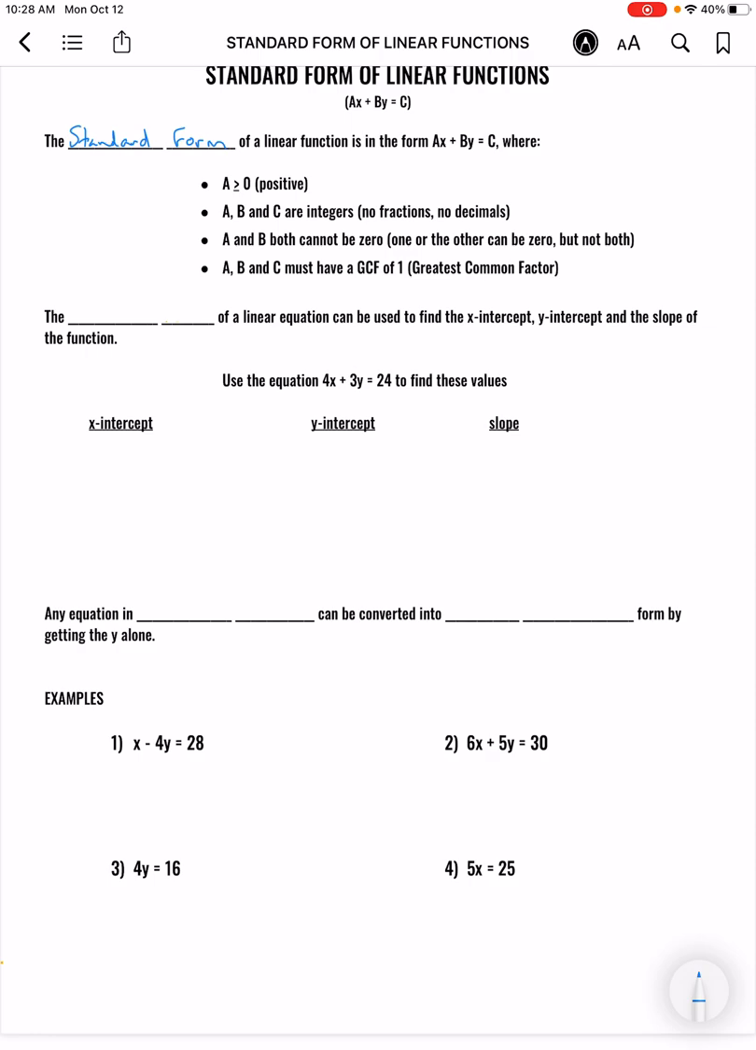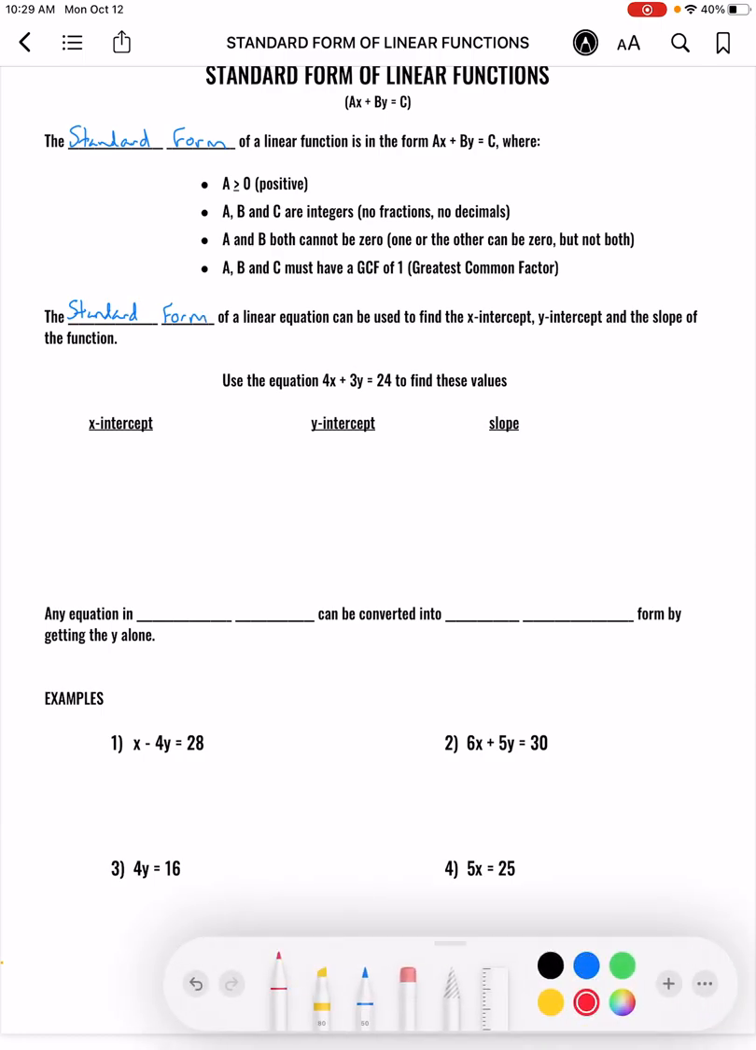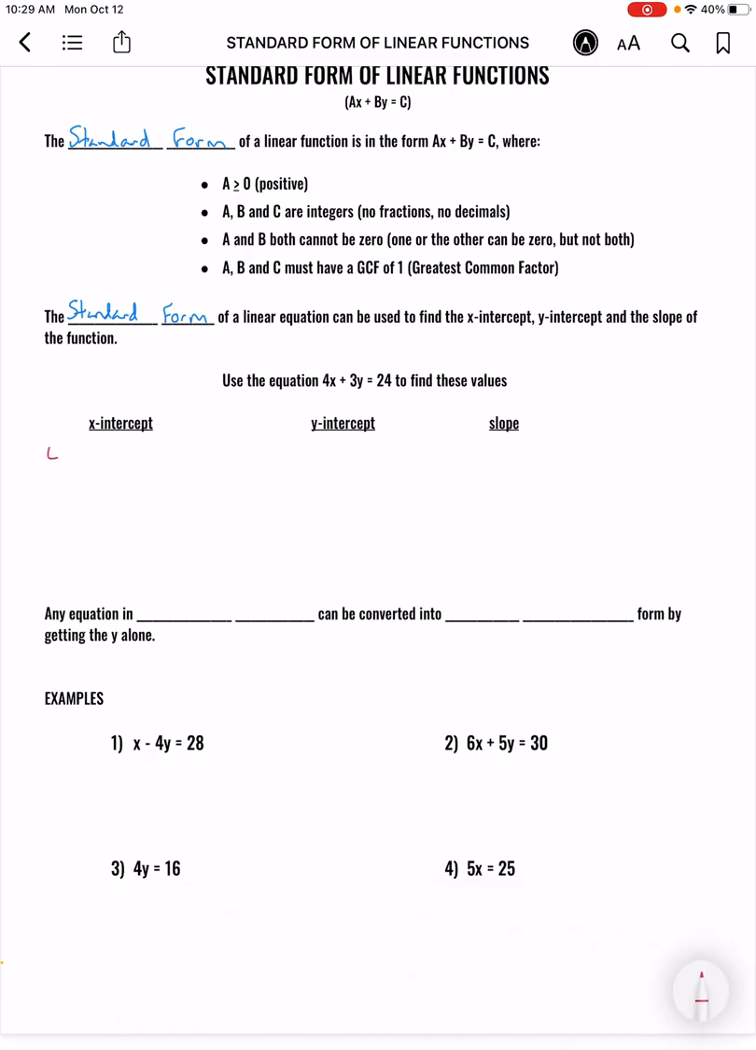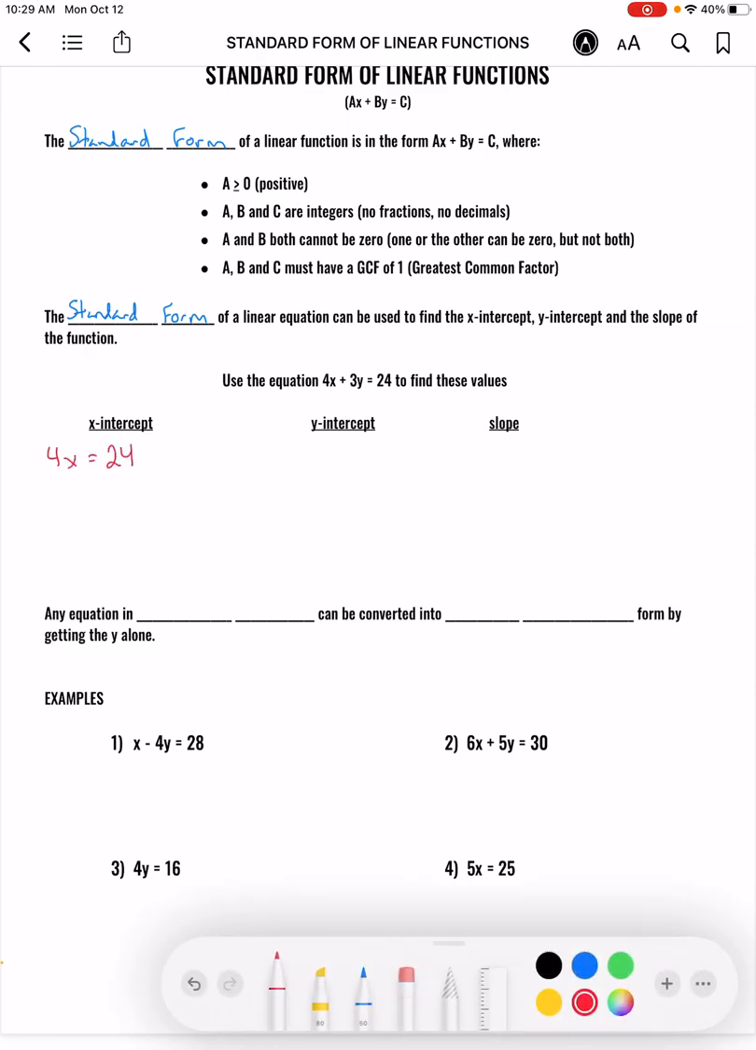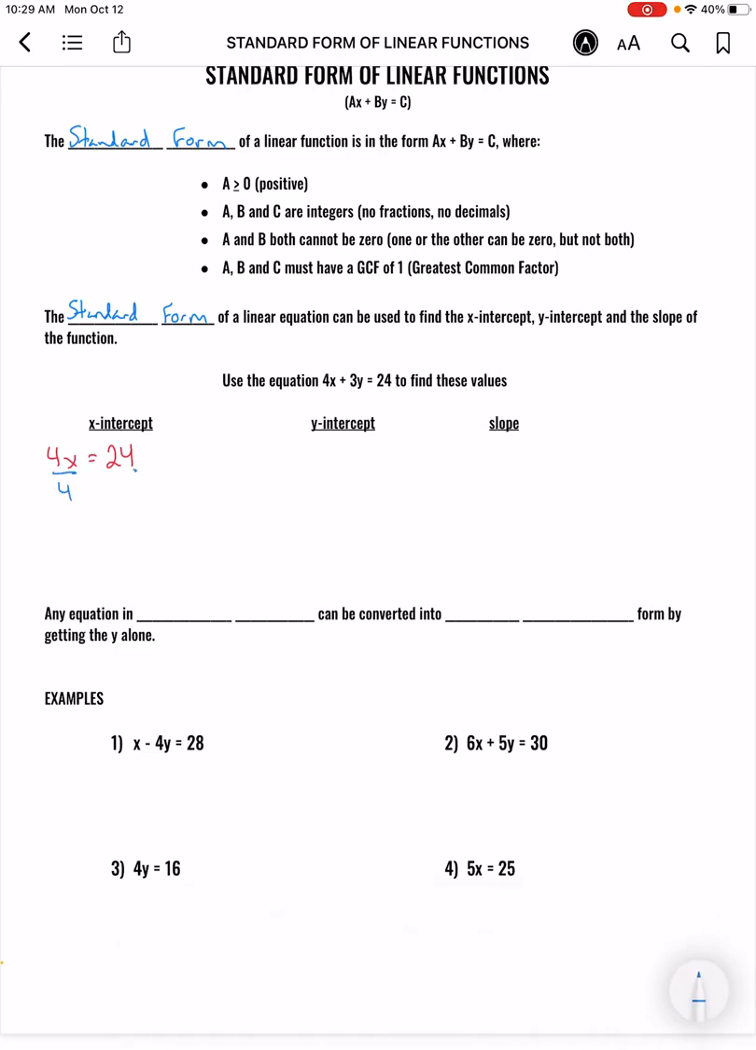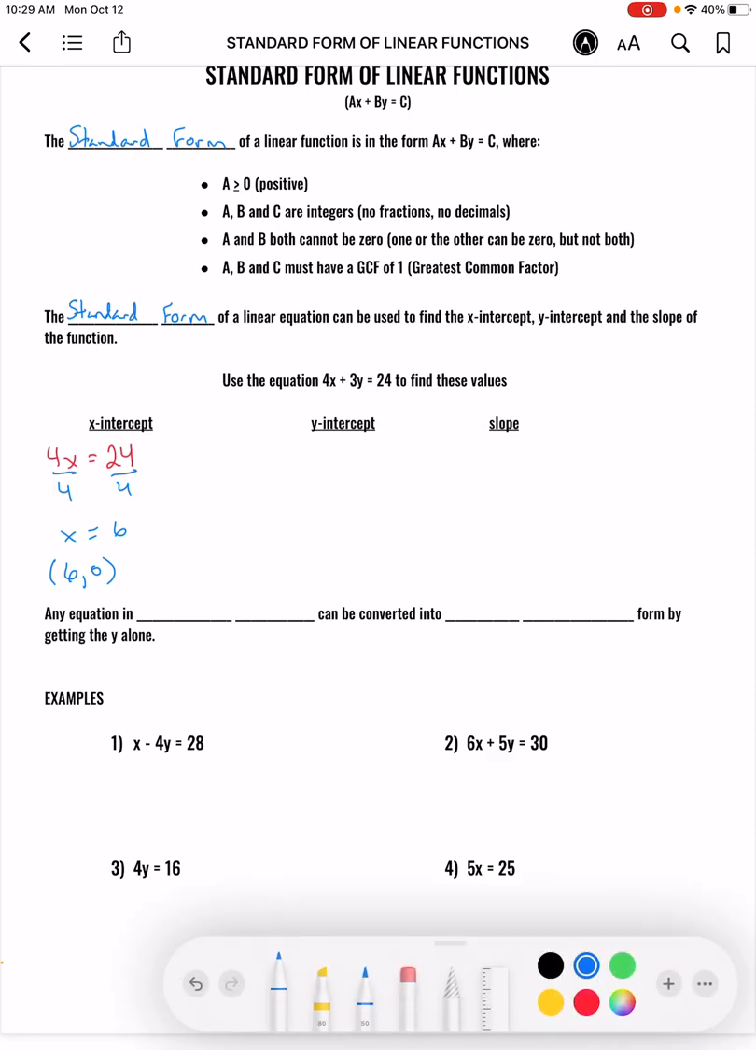All right, the standard form of a linear function can be used to find the y-intercept, the x-intercept, and the slope. So we're going to start first by finding the x-intercept. To find the x-intercept, I'm going to take the x part, or the ax, and equal it to c. So 4x equals 24 from our example. I'm going to take and divide both sides by 4. So 24 divided by 4 equals 6. So my x-intercept is 6, 0.